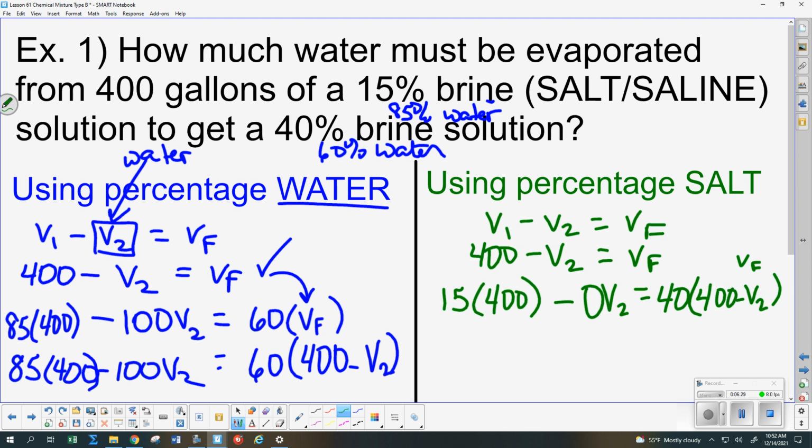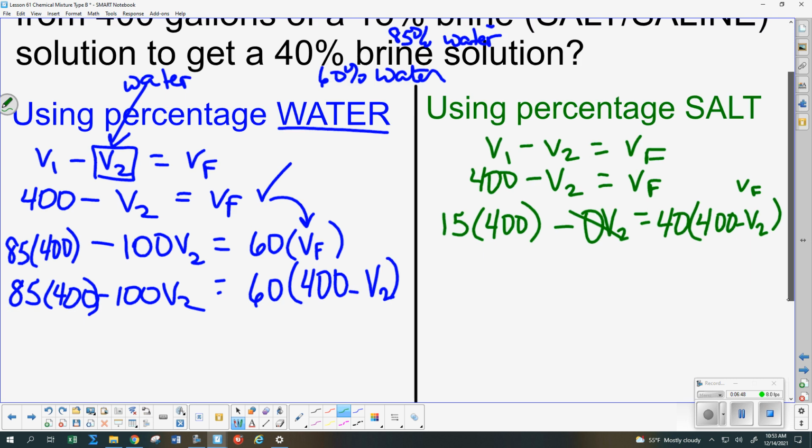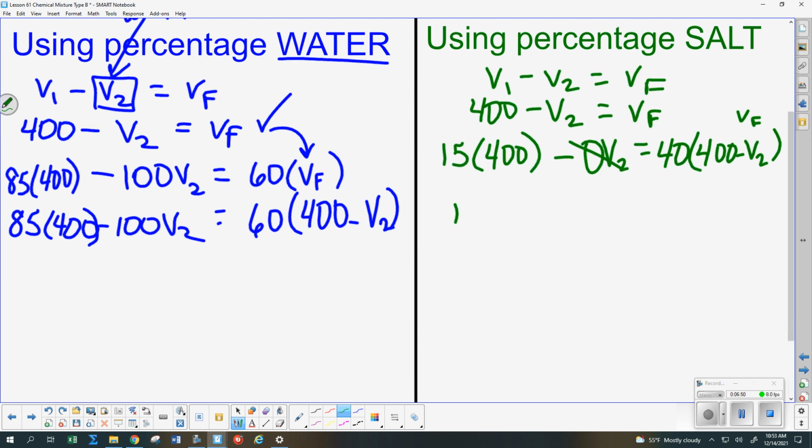So let me have a vote. This one on the right is going to be 15 times 400 equals 40 times 400 minus V2, because that 0 stuff is going to go away. How many would like to solve it the blue way? Raise your hands. How many would rather solve it the green way, that it looks easier? Majority rules, we'll solve it the green way. So what I have now is 15 times 400 is 40 times 400 minus 40 times V2.